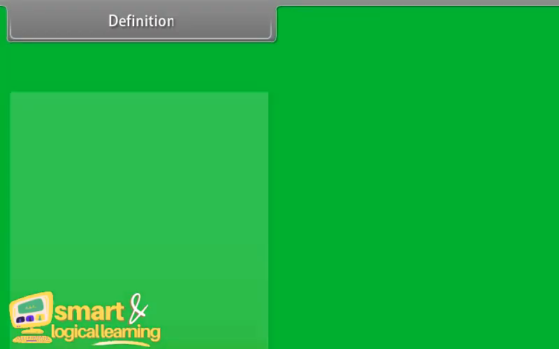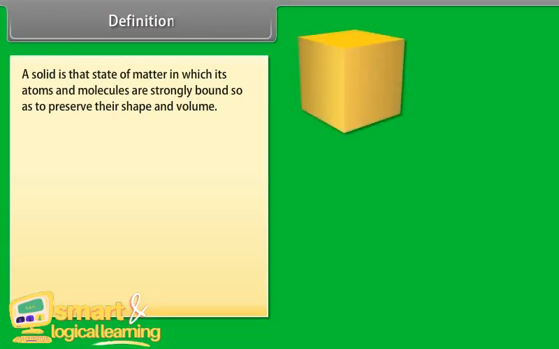Definition. A solid is that state of matter in which its atoms and molecules are strongly bound so as to preserve their shape and volume. Solids can be classified into two classes.